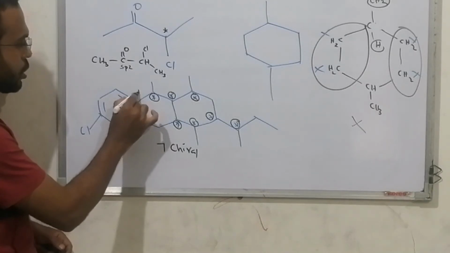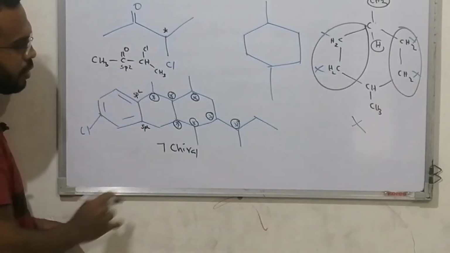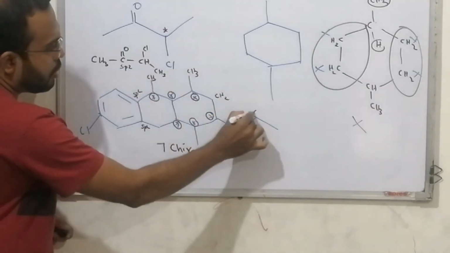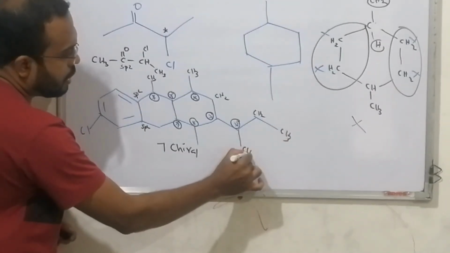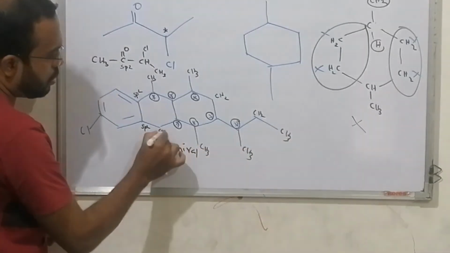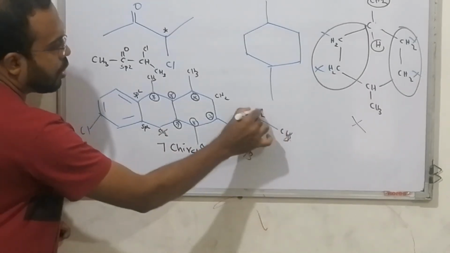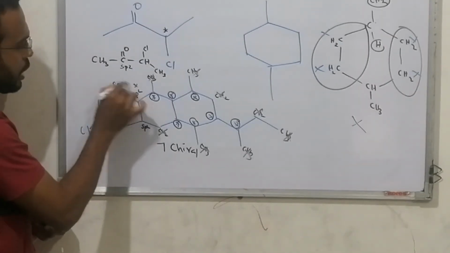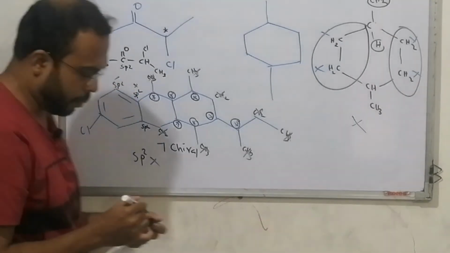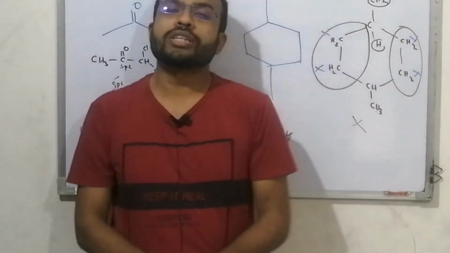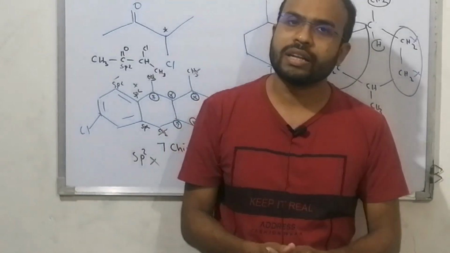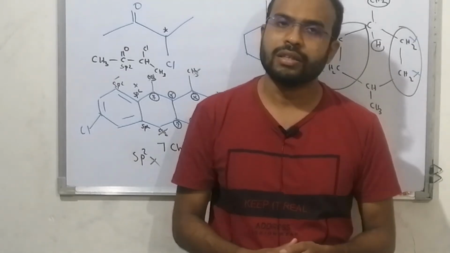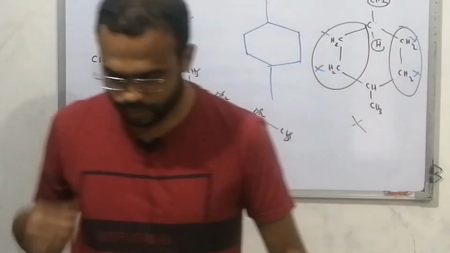But this is not, because it is sp2. sp2 are not chiral. This is CH2. This is CH3. This is CH3. This is CH2. These are not chiral. CH3 and CH2 are not chiral. These carbons are not chiral because all are sp2. Therefore, this is the introduction of optical isomers. We have discussed what are the chiral centers, what is optical activity, what is plane polarized light, what is a rotation, etc. Okay, we will continue in the next video. Thank you.